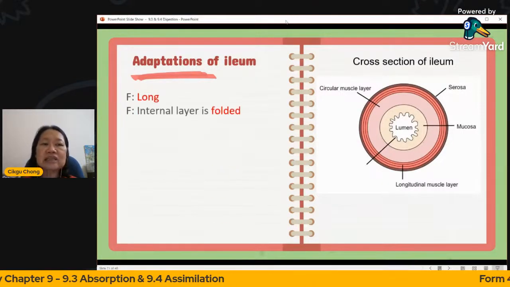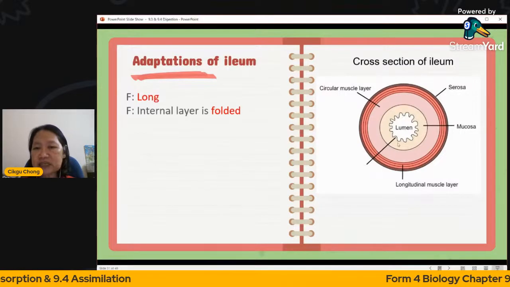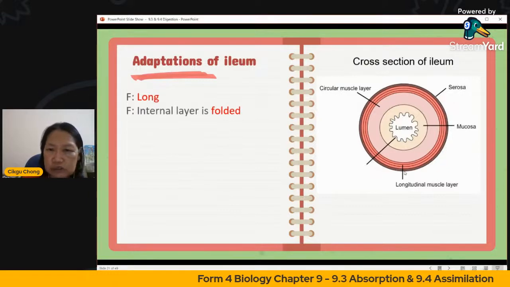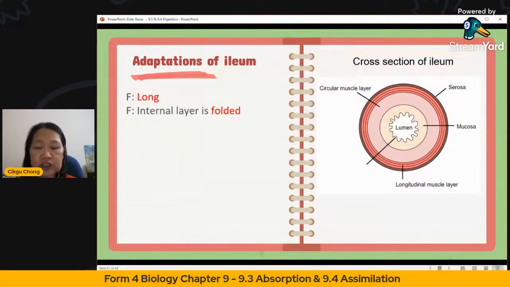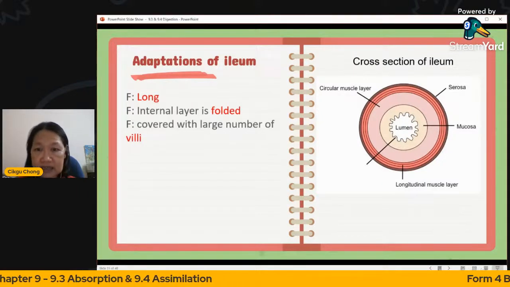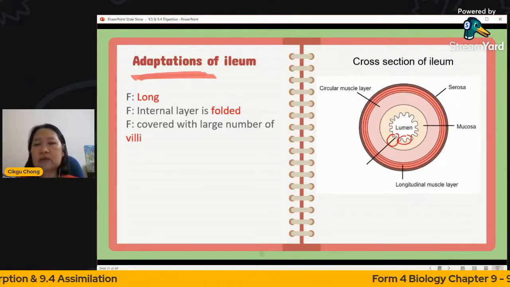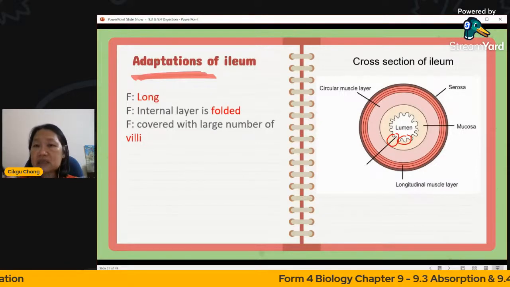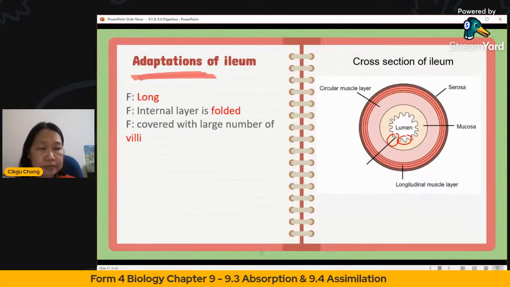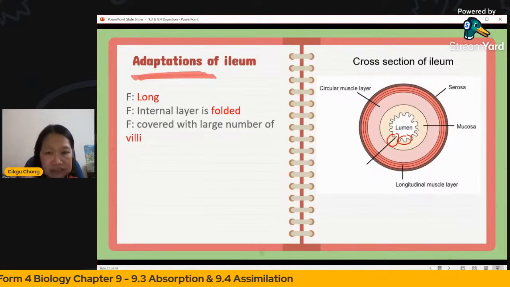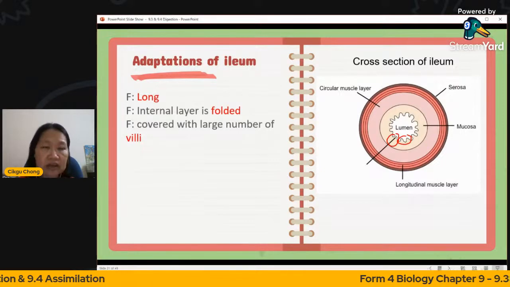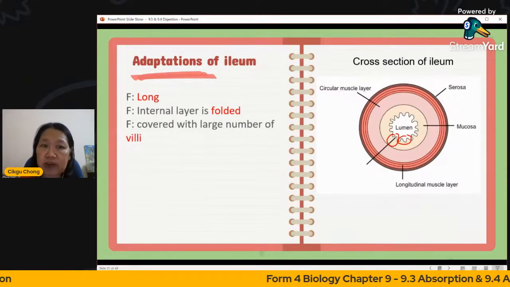Another one is that the internal layer is folded. If you can see this diagram here, this shows the folding. This is not showing the villus, which we will see later. This is the folding of the internal structure of the ileum. So it is highly folded. And on the folded surface, you will have a lot of finger-like projections called villi. So all these are features. That's why I put FFF.